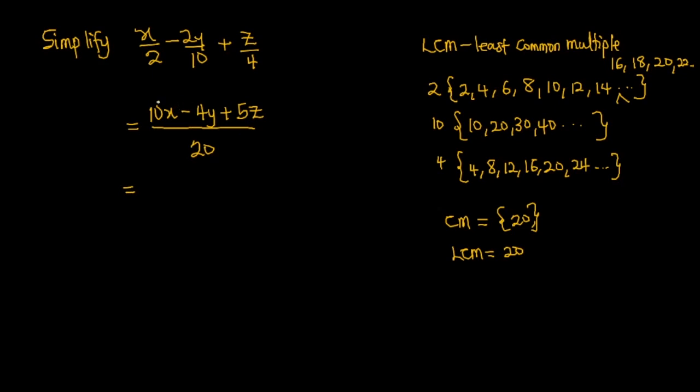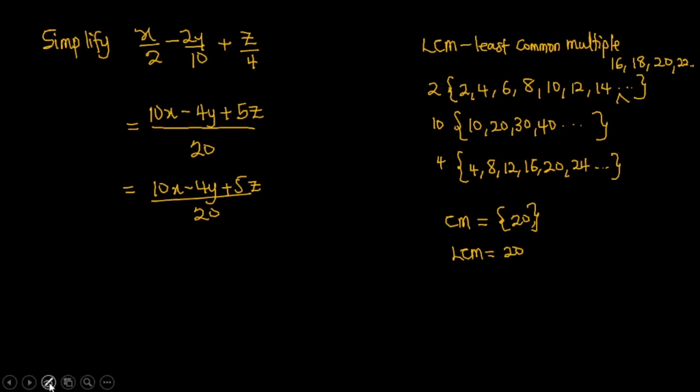From here, we try to simplify if we have anything to simplify. This is an x term, this is a y term, this is a z term. We have 3 different variables, so there's nothing we can add or subtract. Our final answer is 10x minus 4y plus 5z all on 20. This becomes our solution for the first example.